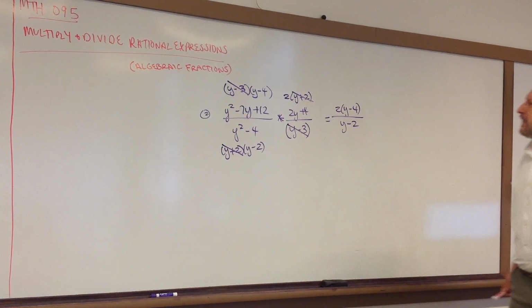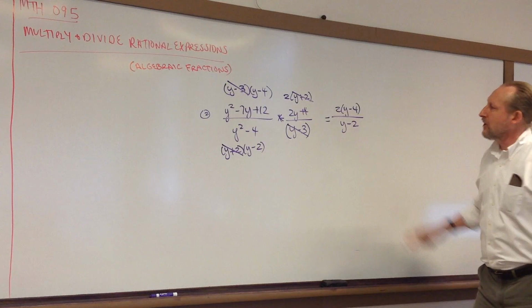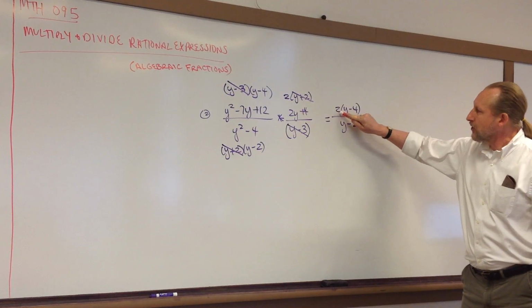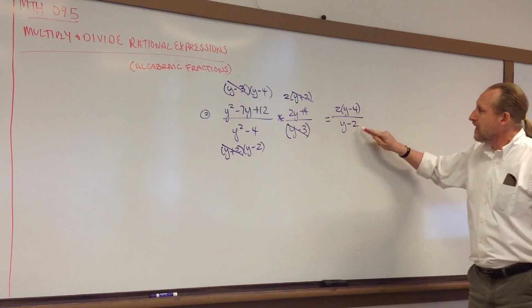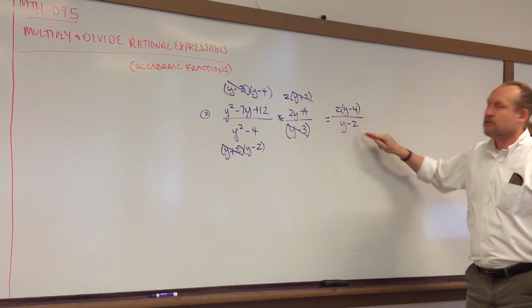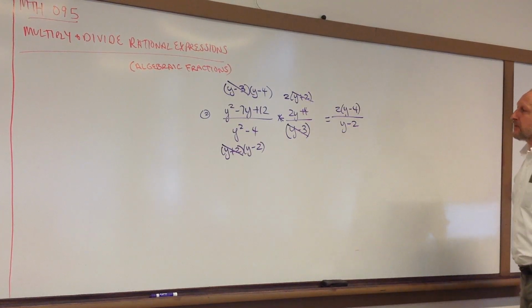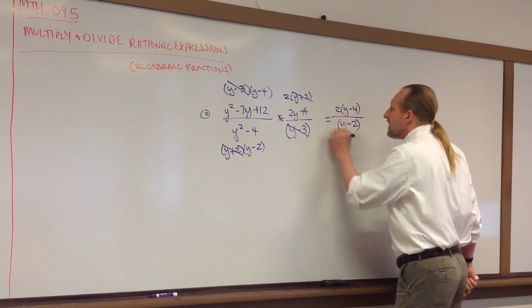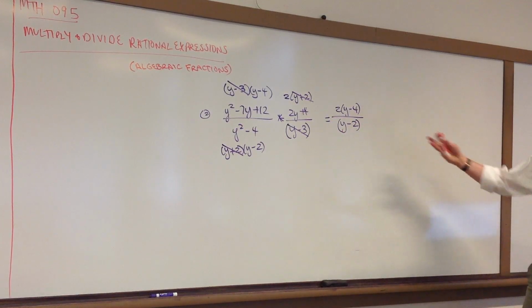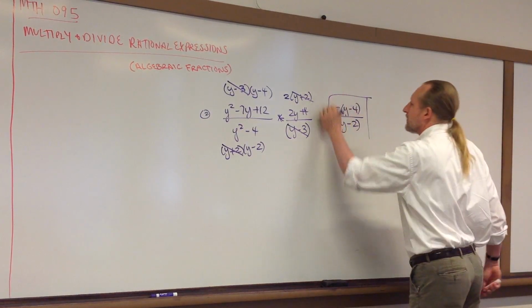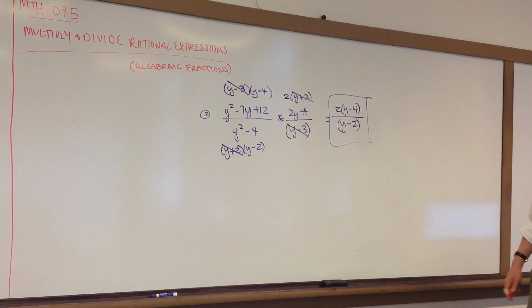We can't do any more canceling. These 2's will not cancel. This one is a factor. It could cancel another factor of 2. This 2 is not a factor. It's being subtracted, and so it can't be canceled. The only thing we could cancel it with would be another y minus 2, and we don't have that. So this is our answer right here in lowest terms.